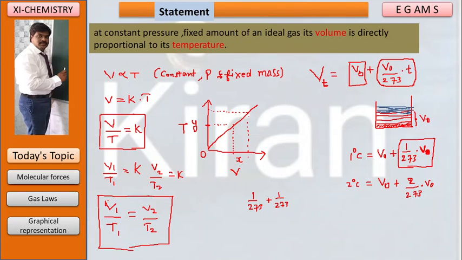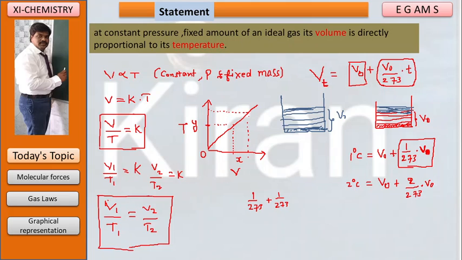Why? Temperature is directly proportional to the volume. Temperature increases, volume increases. How much increases? 1 by 273 of its original volume. Original volume, when you are taking this much, you have to divide into 273. This much is the original volume, V naught, and you can make it into 273 parts. So here 1 by 273 is small, but here 1 by 273 is somewhat big. It is based upon its original volume.